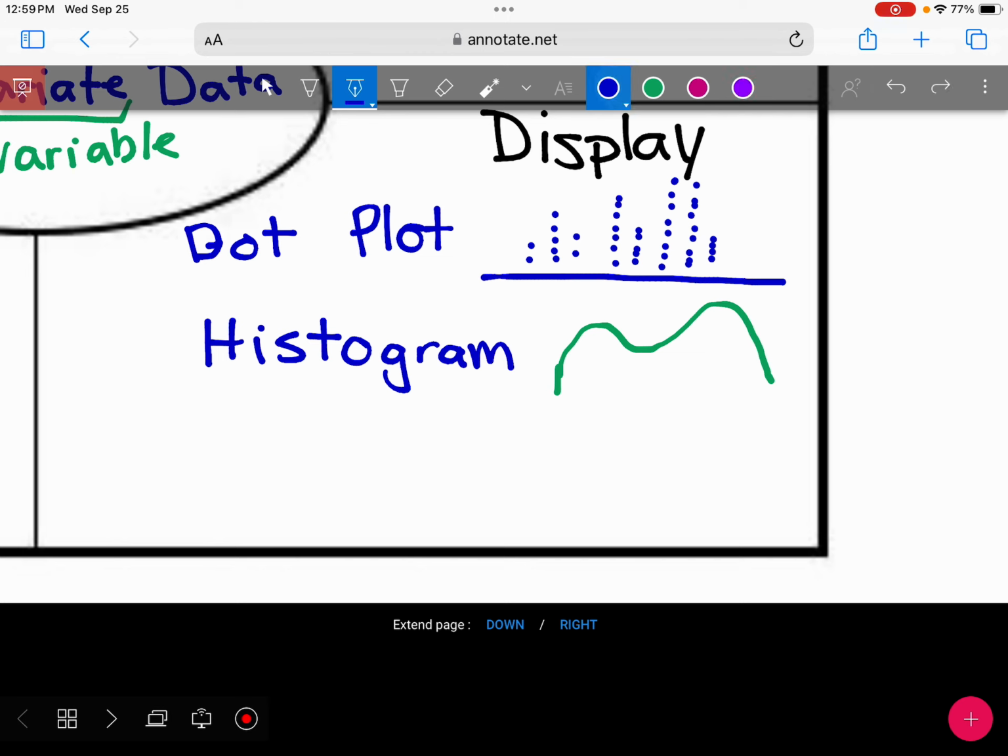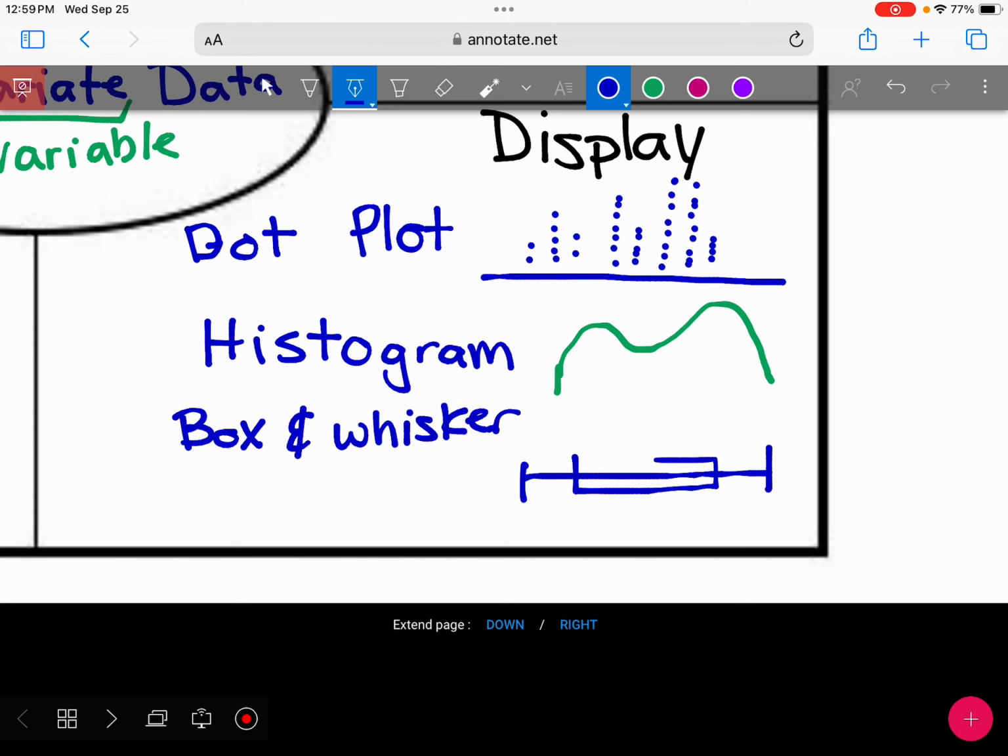We could also use something called a box and whisker. We will see these a lot. A box and whisker looks like this. Like that. That is a box and whisker plot. And in fact, if you go on Canvas into the gradebook and you click on the little square, it'll show you a box and whisker plot with every single assignment that you do and where your score is relative to everyone else in the class.